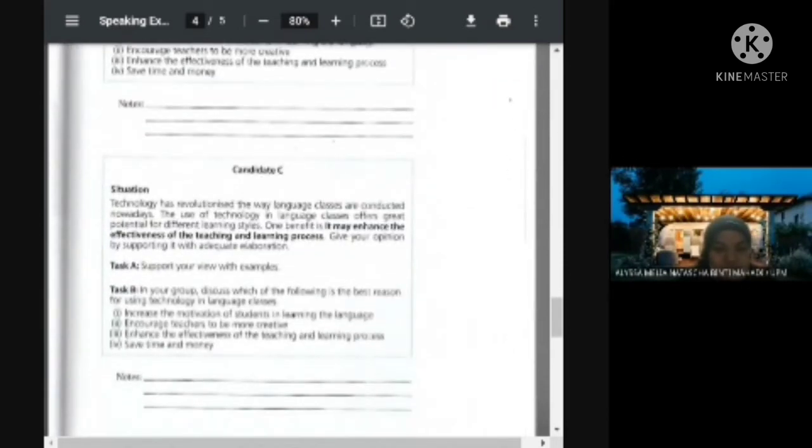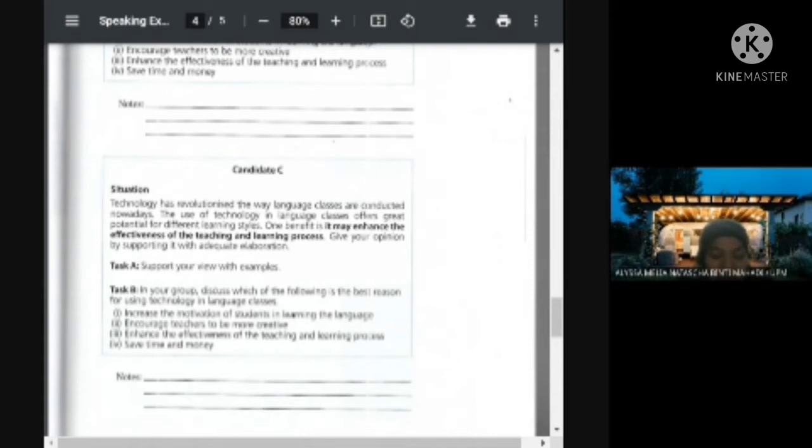So my point is, technology can enhance the effectiveness of the teaching and learning process. I agree with this statement because technology can provide internet access and we can find so much information to learn more about this language, because there are so many resources we can use as references.